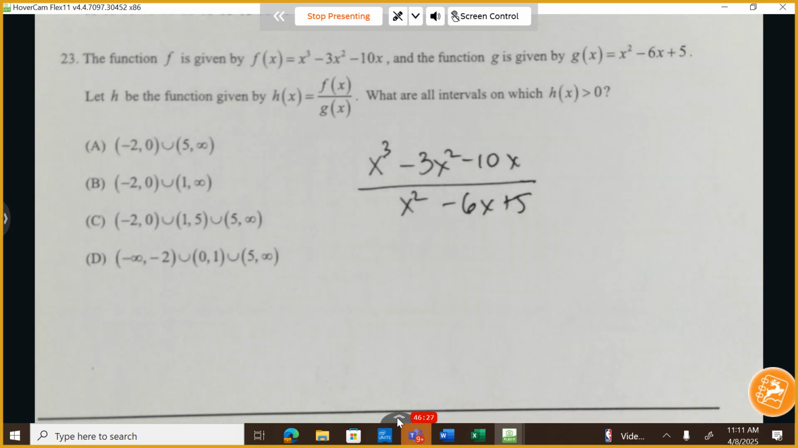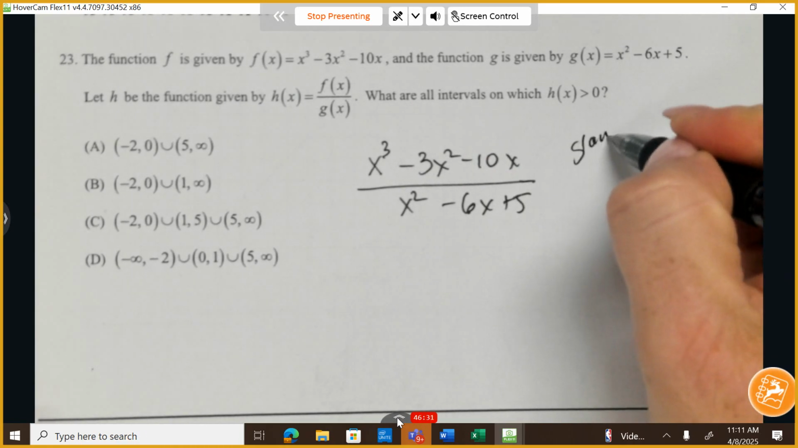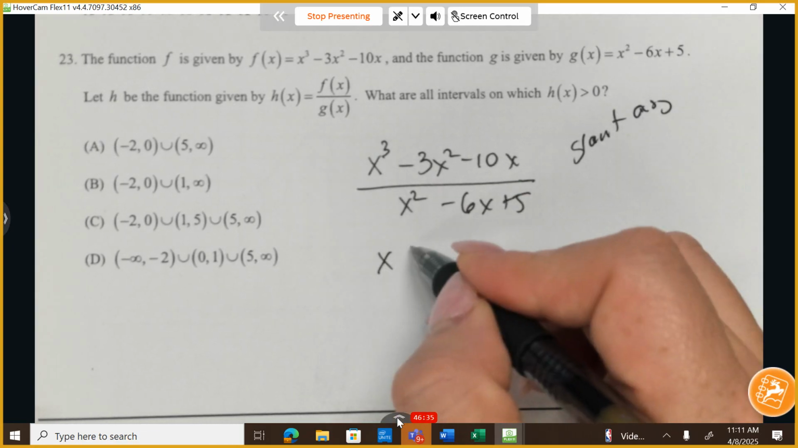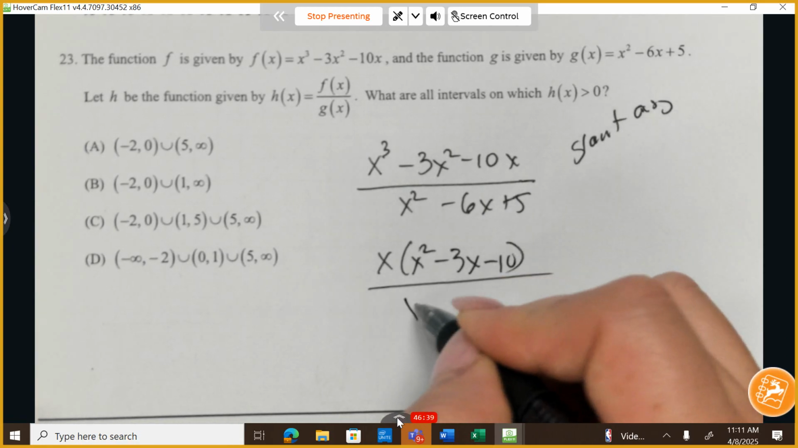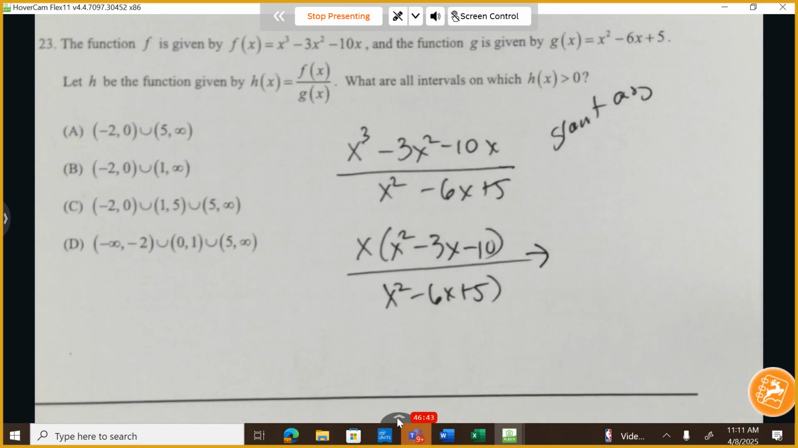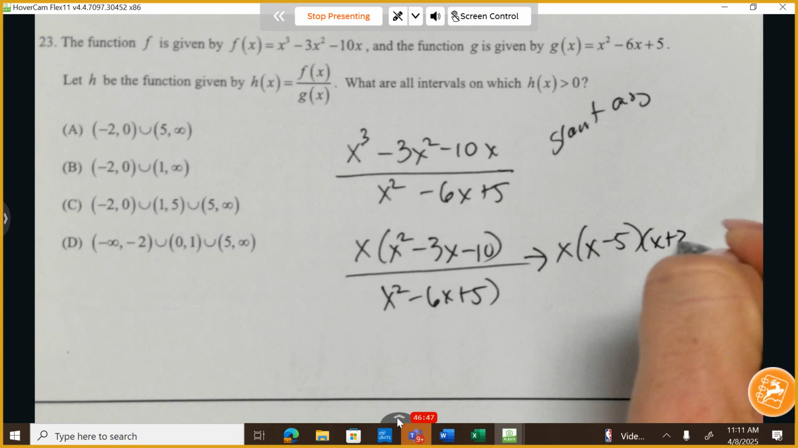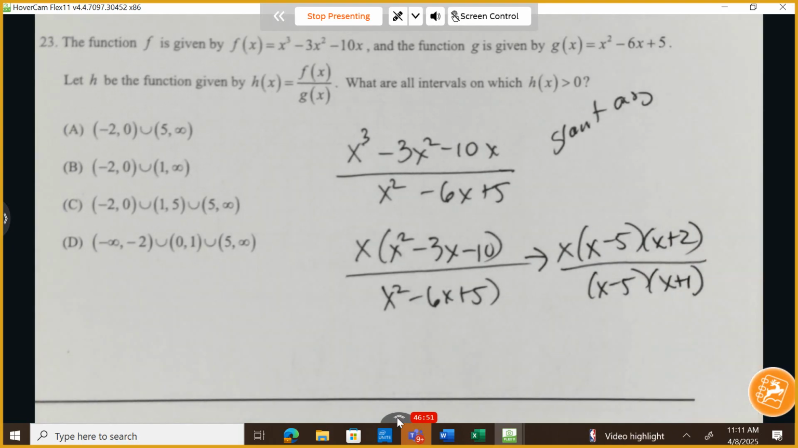I can see this is top-heavy degree. That means we have no horizontal asymptote. We are going to have a slant asymptote. Also, I want to factor this. I can take out an x. If you haven't done this, please do the following. We have x squared minus 3x minus 10 over x squared minus 6x plus 5. This goes back to what your Algebra 1-2 teacher taught you. And this factors into x minus 5 and x plus 2, along with x minus 5 and x plus 1. Okay. Good to go.